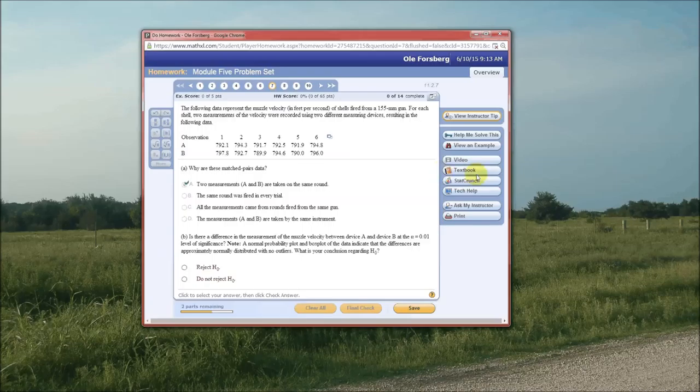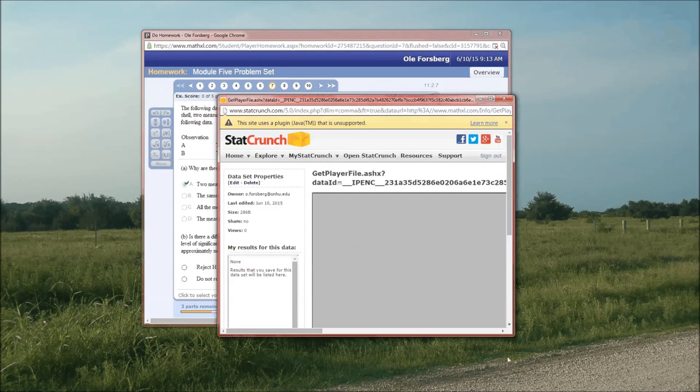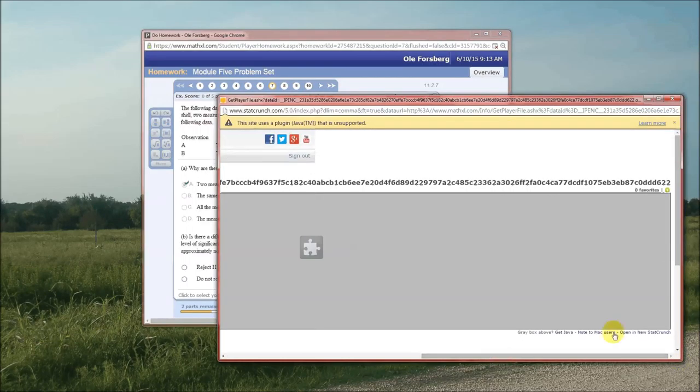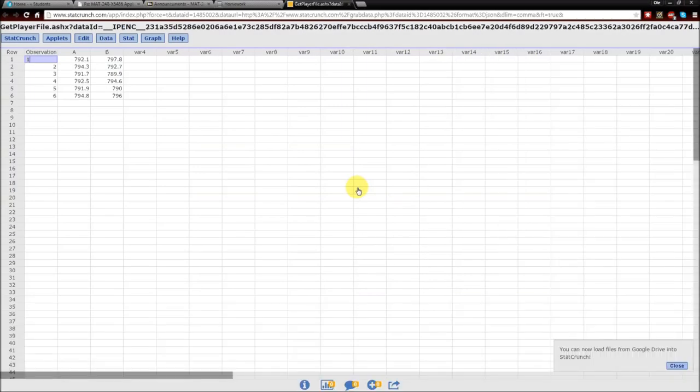Let's see if Java works for me. If not, we'll have to do this some other way. Open in StatCrunch. And nope, my Java is out of date. So that means I'm going to have to open in new StatCrunch. And here's the new StatCrunch. Observation in the first column, measurement A in the second, measurement B in the third.